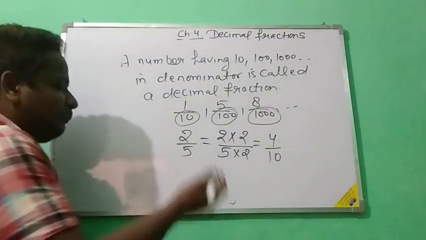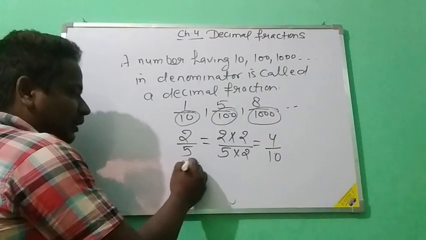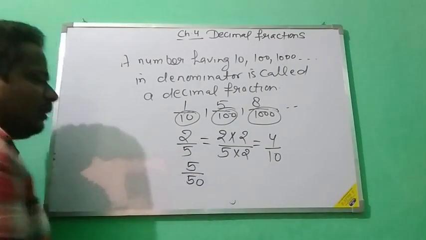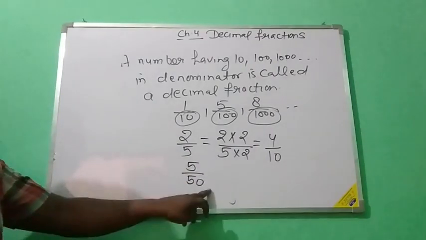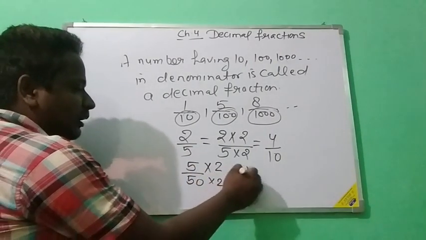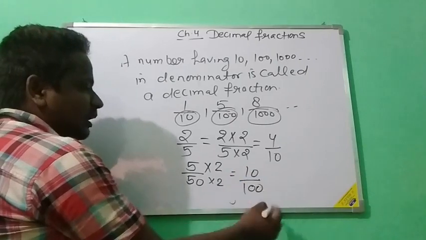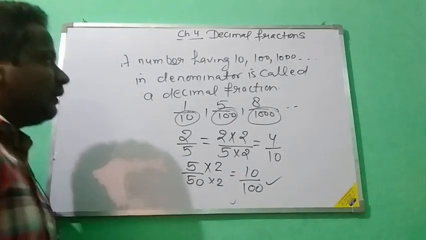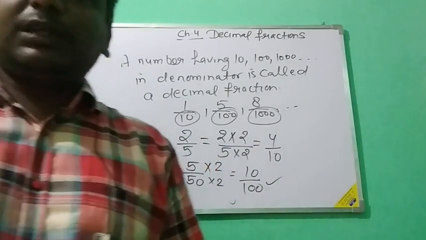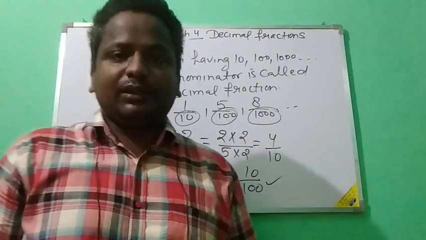Take one more example. Suppose I have a number 5 upon 50. I can multiply by 2 and it will become 10 upon 100. So it also becomes a decimal fraction. So I hope you are all clear what a decimal fraction is.